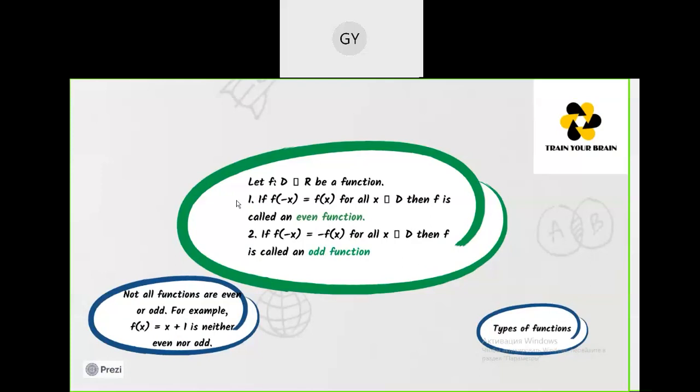It means that to determine, you have to take the function and plug minus x in for x and then simplify.